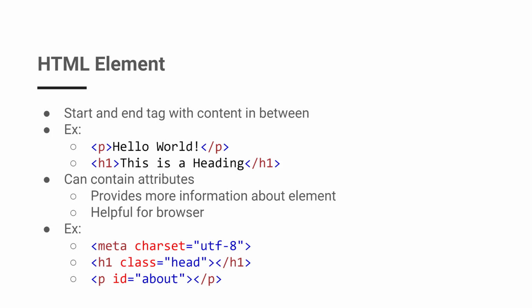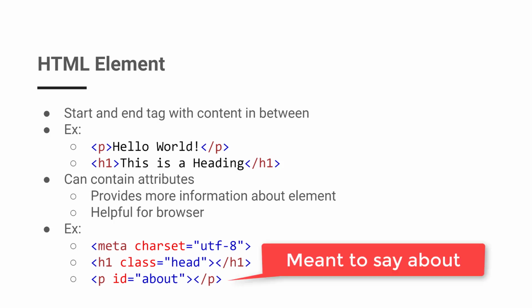Along with this, elements can contain attributes which provide more information about that element, but also information that's helpful for the browser. Here we have a tag called meta with an attribute called charset. We don't really need to concern ourselves with what that means. That's actually information that's helpful to the browser. And then we have an H1 tag with an attribute called class denoted by head. And then we have a P tag with the attribute ID denoted with the name element. We'll actually discuss a little bit later about the significance of classes and IDs and really how to use those.